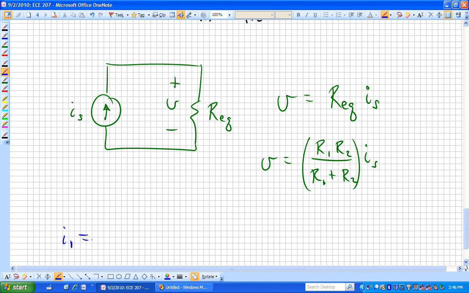If I want to find I sub 1, how do I find that? I1 is the current through R1, and I now know V. I apply Ohm's law, correct? I know the voltage, I know the resistor, I can find the current through that resistor, V over R. V I just computed, and the current I1 is going to be determined by dividing V by R1. If I now replace this V with the green V, there's a current divider expression.